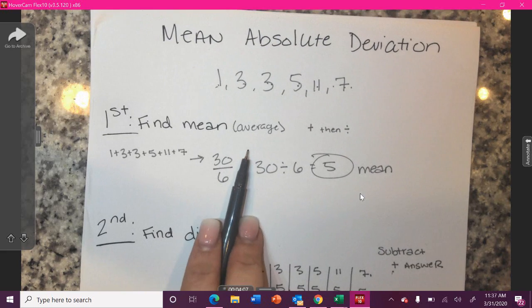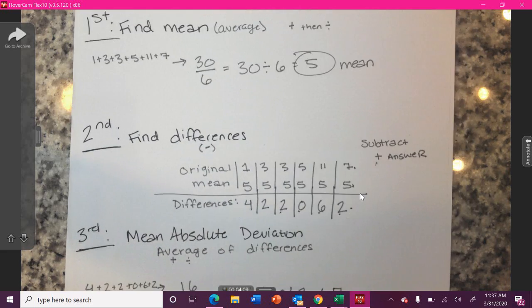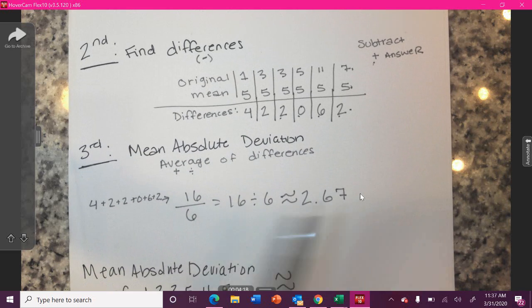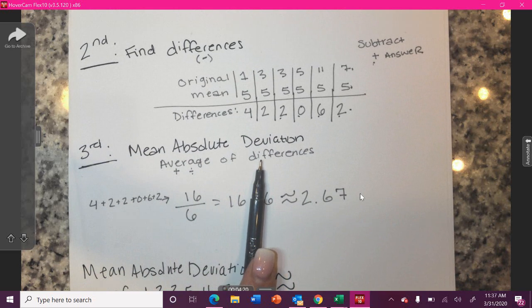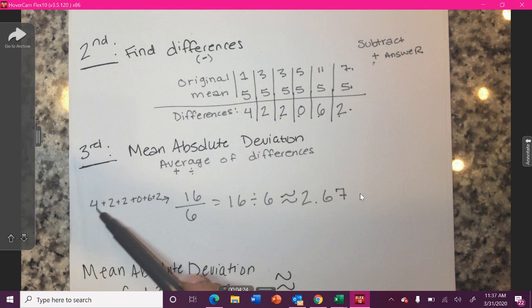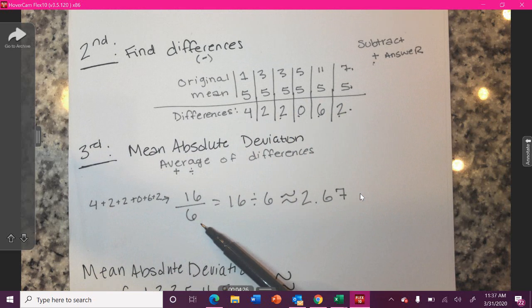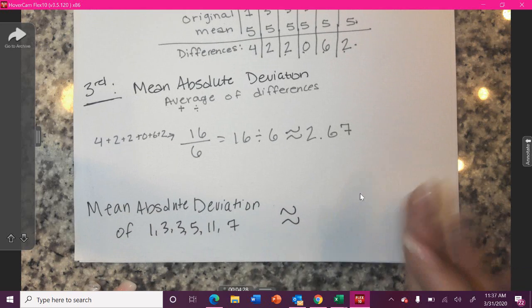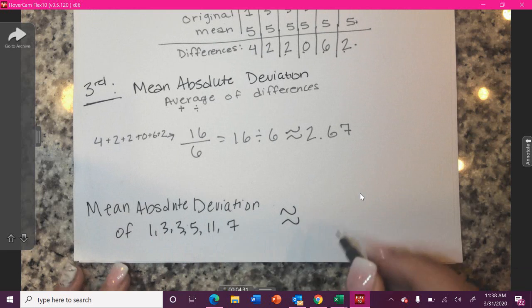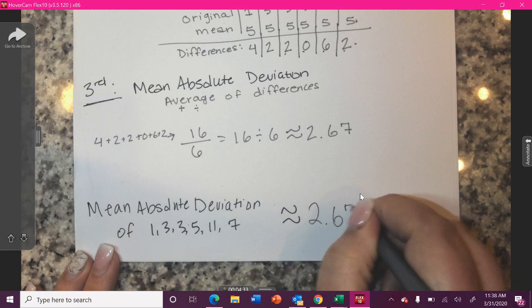First, we found the average. Then we subtracted every original number from the mean in a way that we got a positive number. That gave us our differences. In the actual mean absolute deviation, the goal of what we're finding is to find the average of the differences. So we added all the differences up and divided by how many there are, meaning the mean absolute deviation of 1, 3, 3, 5, 11, and 7 is about 2.67.